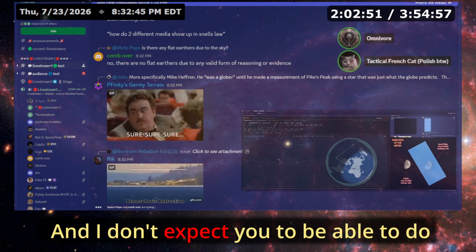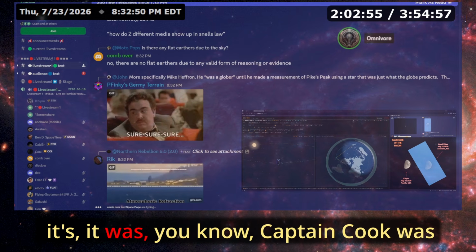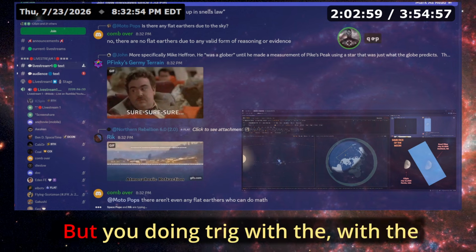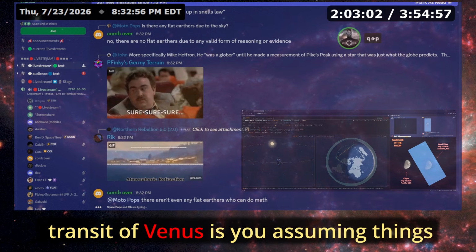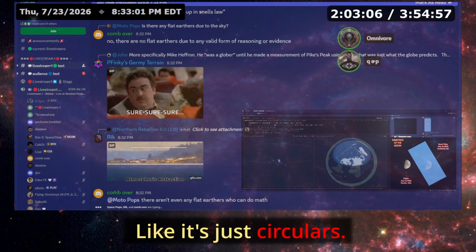And I don't expect you to be able to do the trig for the transit of Venus, but Captain Cook was doing it back in 16 whatever. But you doing trig with the transit of Venus is you assuming things about your model and just claiming that's how it is. It's just circular as fuck.